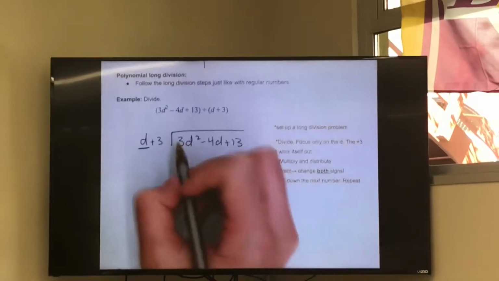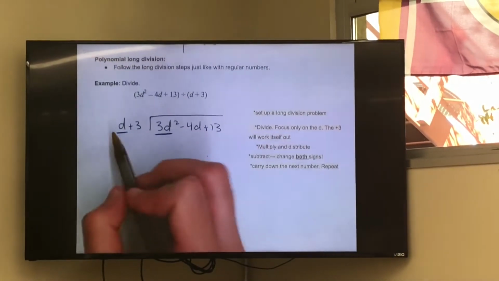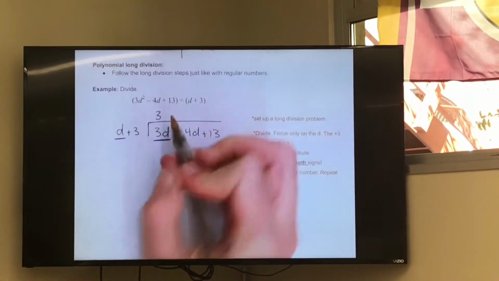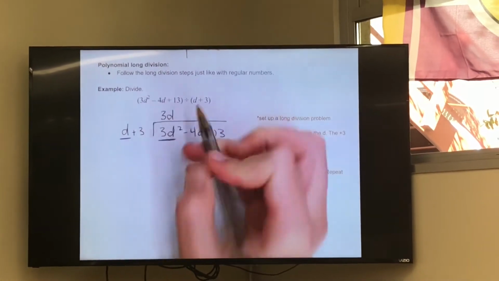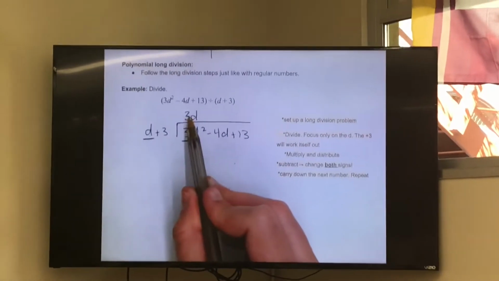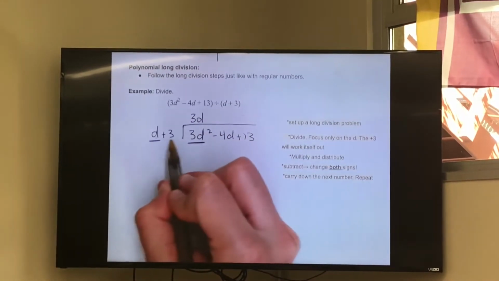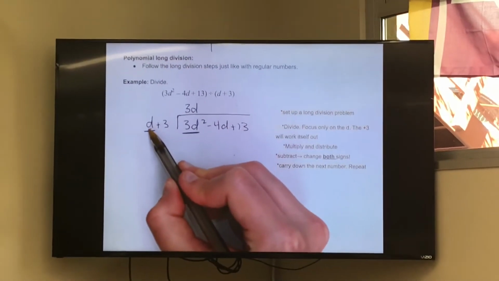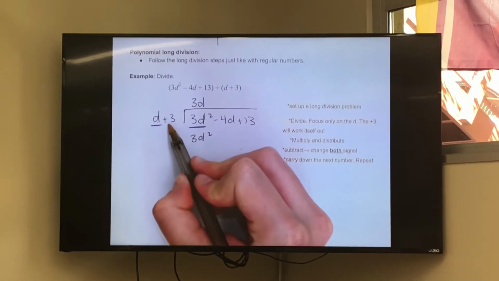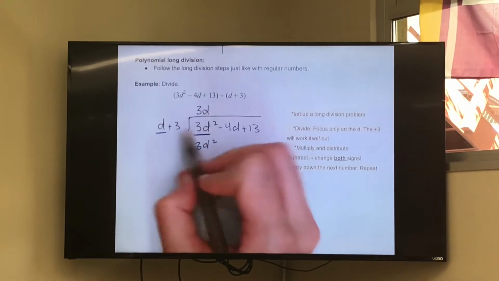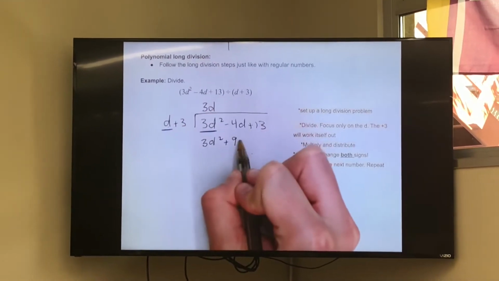So how many times does d go into 3d squared? Well, I need a 3, and then d, I need another d to get d squared. And then I think back, d times 3d would give me 3d squared, so that looks good. You ignore the 3 for now, so now I'm multiplying d times 3d, I get 3d squared. And now I do 3 times 3d. 3 times 3 is positive 9, and then I have a d on the end.